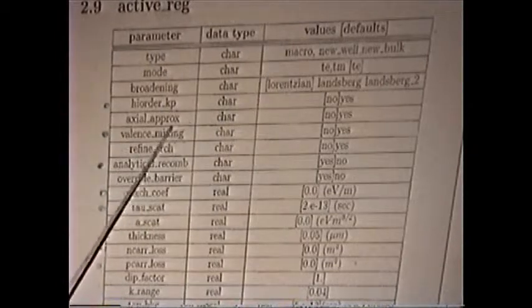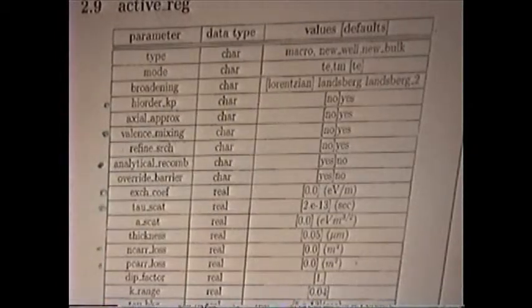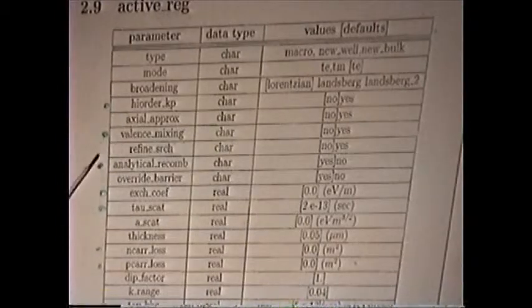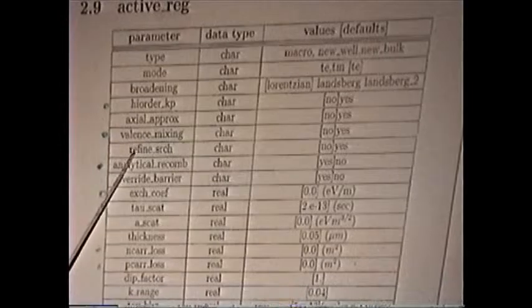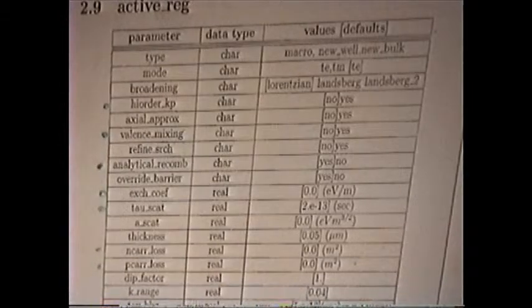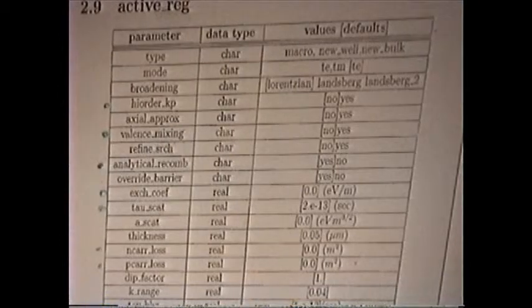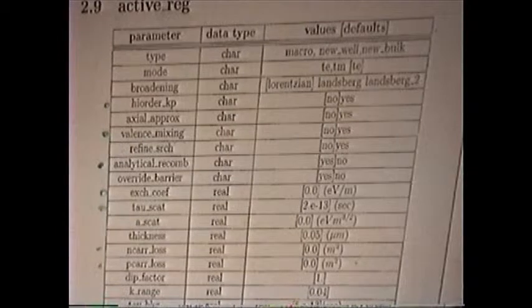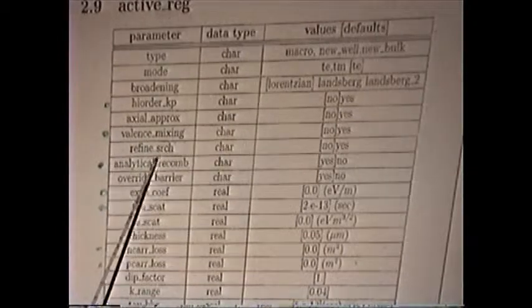Then you can use the actual approximation. I wouldn't go too deep into that band structure topic now, but the expert would know what that is. You can refine the search if you have many levels of the quantum well with levels very close; you can search for the levels with smaller steps.